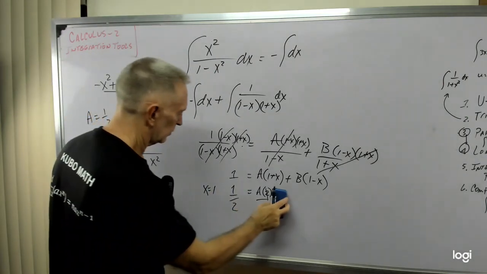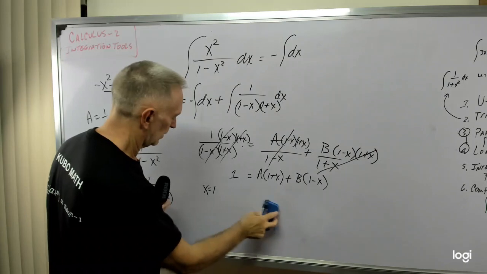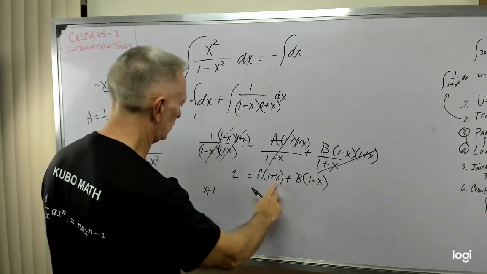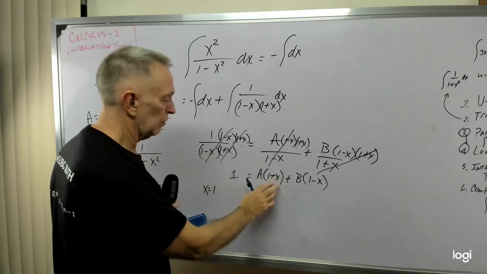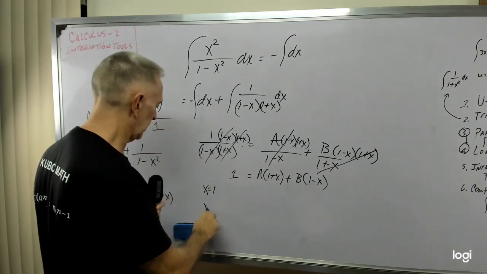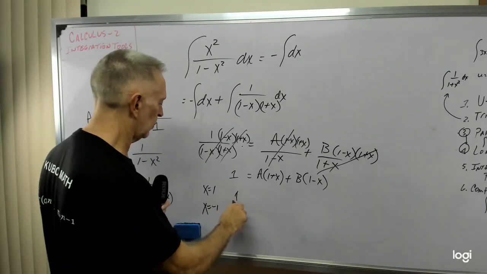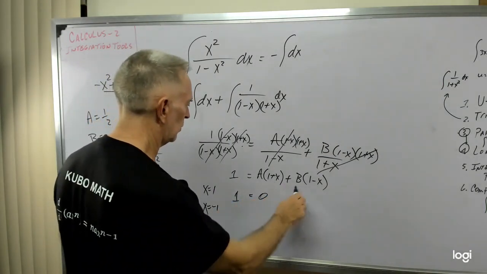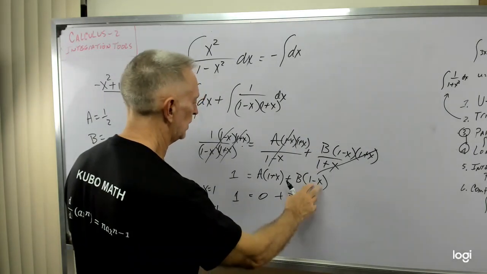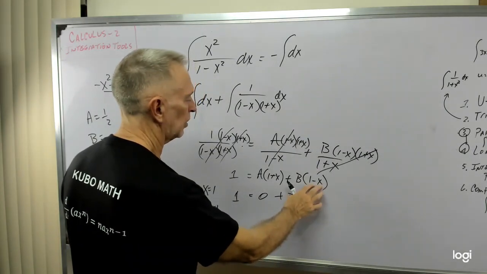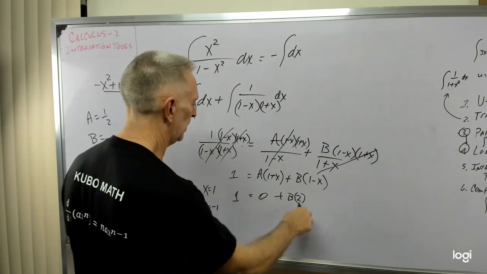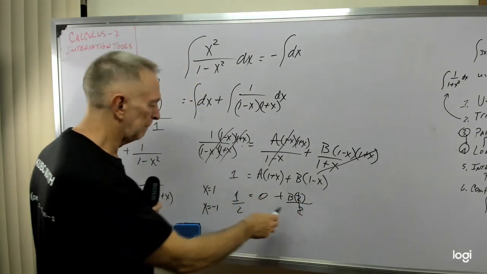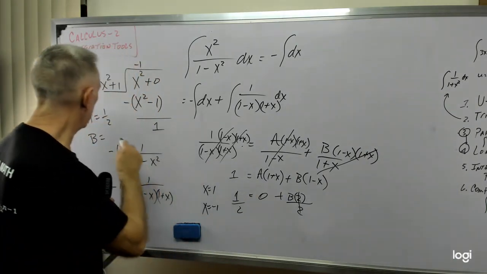Okay, so let's erase this. Let's let x equal -1. So that would cancel out this term. So 1 equals -1 plus 1 is 0, plus b times minus a negative is plus a positive, so that equals 2b. So once again, if I divide both sides by 2, b also equals 1/2.